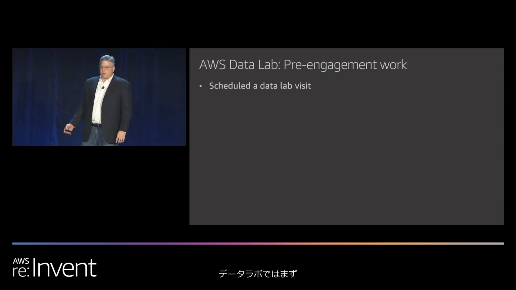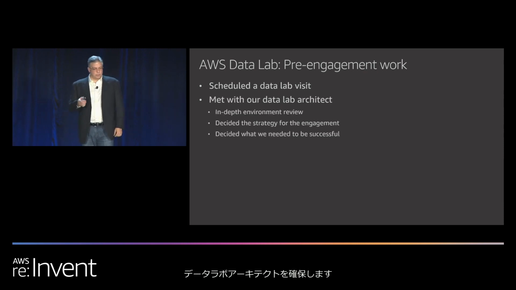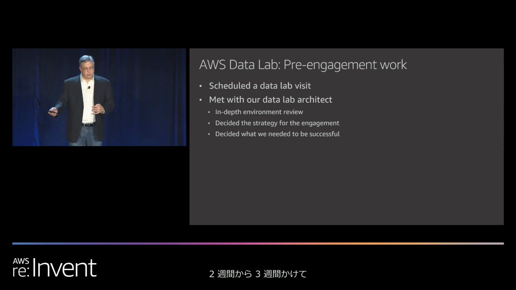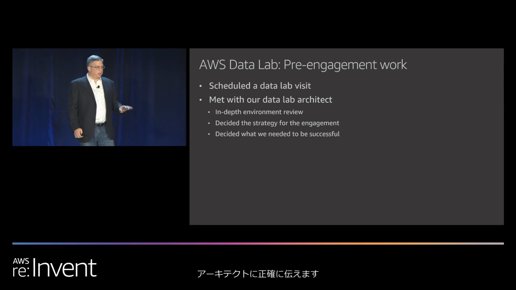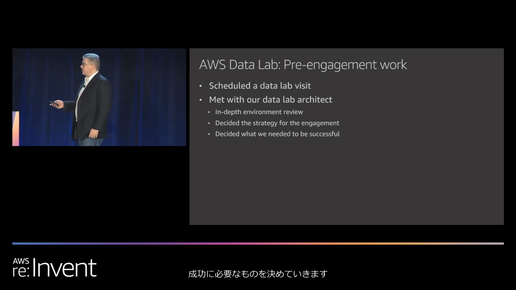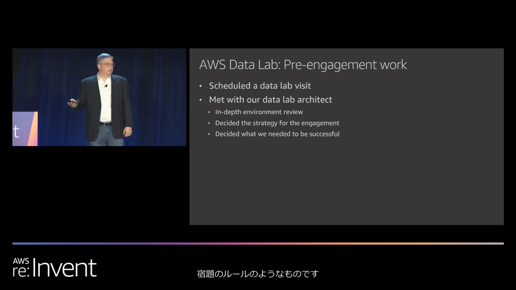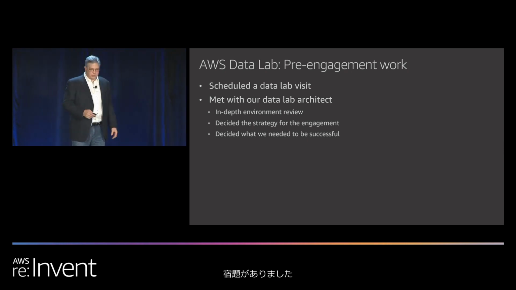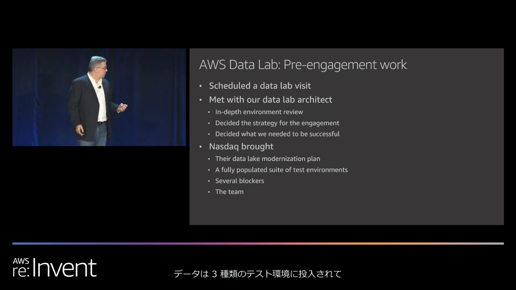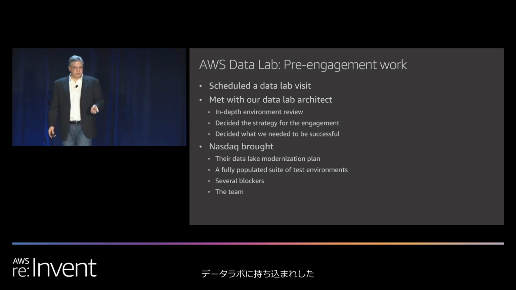Okay? First thing we have to do with Data Lab is we schedule a visit. When it's on the schedule, we get a Data Lab architect. We spend several meetings, and these meetings take a couple of weeks, where we talk to the architect about exactly what we're trying to accomplish and what Nasdaq's goals are for the entire Data Lab, and then we decide on the strategy and decide what is needed to be successful. That's code for homework. Nasdaq had some homework before they could come to Data Lab. They had to go and fully populate a suite of test environments. I believe you populated 3 different test environments.